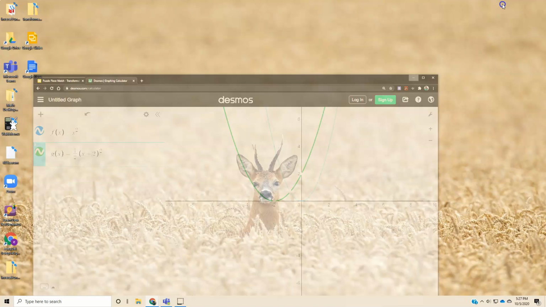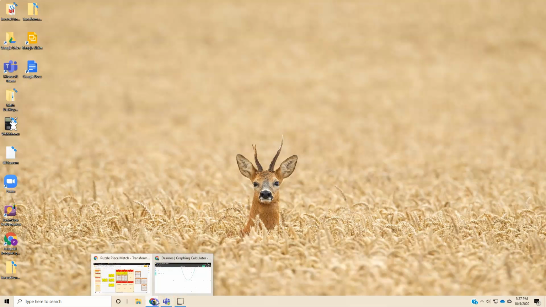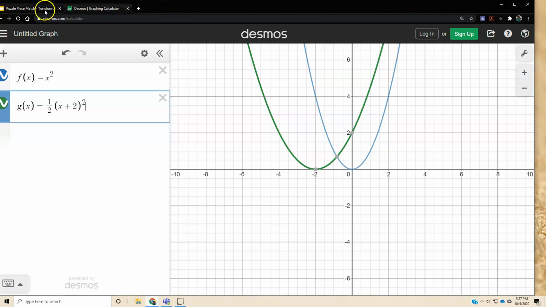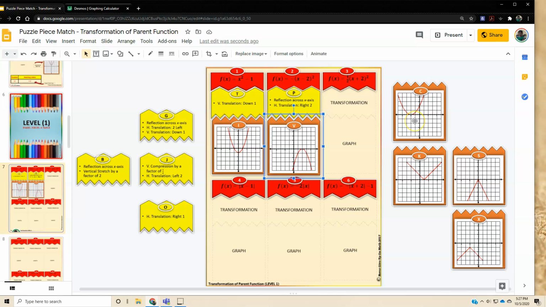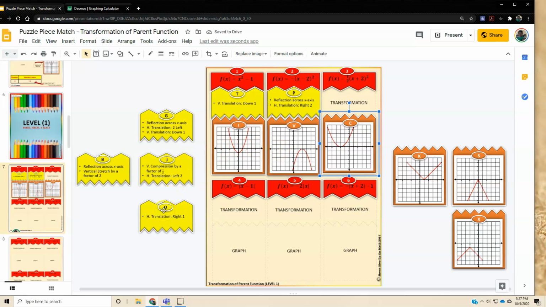So let's go ahead and look at our puzzle. Let's look at our puzzle. So the other one that is a quadratic is C. You notice that it goes 2 units to the right. So now we've got to look for the correct transformation. 1/2, compression by 1/2, and then it translates, horizontal translation 2 units to the left.